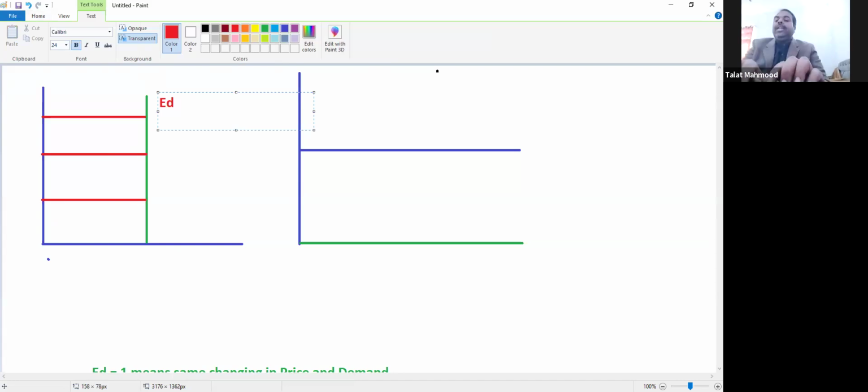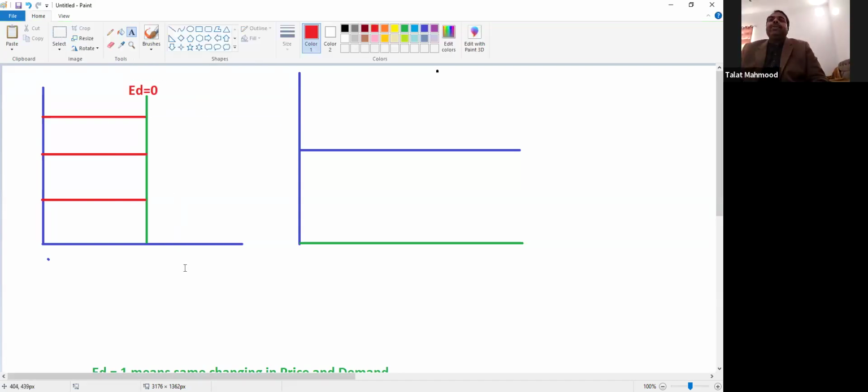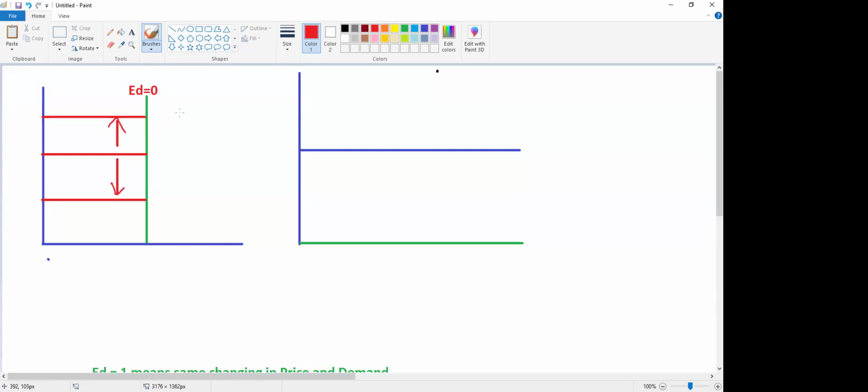So we will call it elasticity of demand equals 0. Why so? Because it is not affected by the price. We have observed that the price is increasing, price is decreasing, but it has no effect on demand. So that is why we say elasticity of demand is equal to 0. Got it, Haryshaa? Yes, sir.